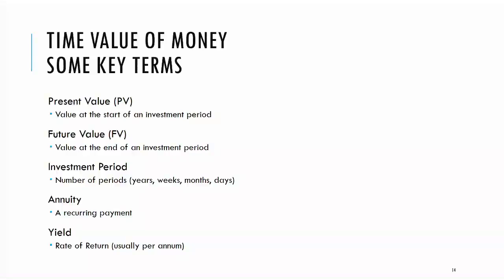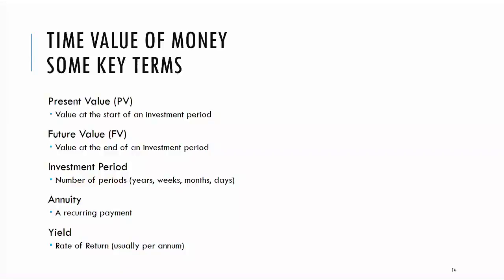Today's value. Year 0. What's the value today? Talking about discounted cash flow. Future value. Value at the end of an investment period. Investment period, of course you know that. Annuity, a recurrent annual payment. A specific amount. It wouldn't change.